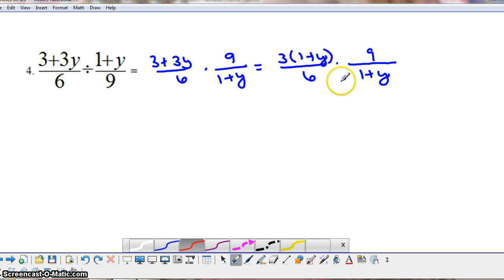Canceling out common factors, 1 plus y is a common factor. 6 and 3 have a common factor of 3. 3 divided by 3 gives me 1. 6 divided by 3 gives me 2. And what I'm left with here in the numerator is 1 times 9, which is 9. And in my denominator, I'm left with just a 2, so we have 9 halves.